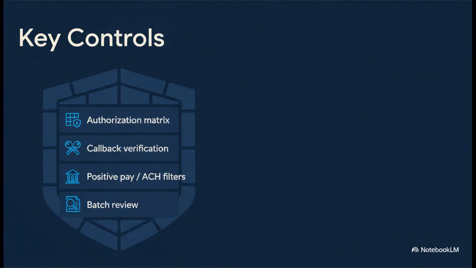Instead of making those mistakes, lean heavily on your key controls. Rigidly enforce your authorization matrix and your dual authorization. Mandate those strict callback verifications for any instruction changes. And use the tools your bank gives you, things like Positive Pay, where the bank automatically rejects any check you haven't explicitly approved, and ACH filters. And lastly, make sure managers are doing comprehensive batch reviews, not just blindly clicking approve.